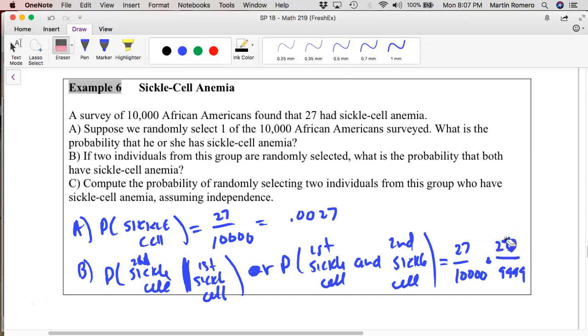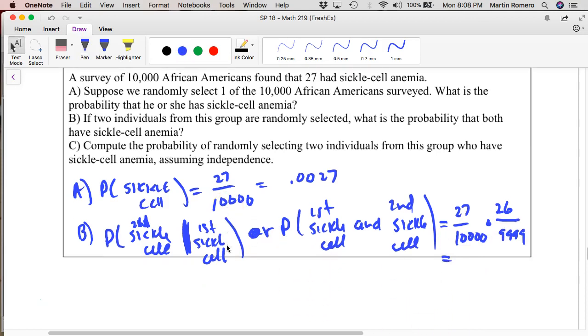And again, let me fix this here because we're not assuming that these are independent events. The first person out of the 27 has sickle cell, so it's 27 of 10,000. Now, after the first person we know has sickle cell, there's only 26 people left out of the 9,999 of the 10,000, and so that's our answer right there. It's going to be the multiplication of those two, and you get your answer there.